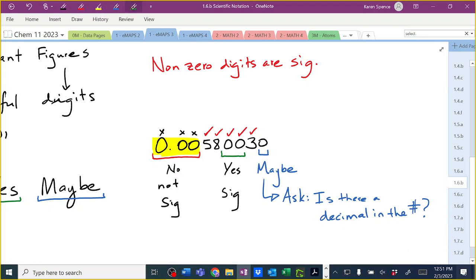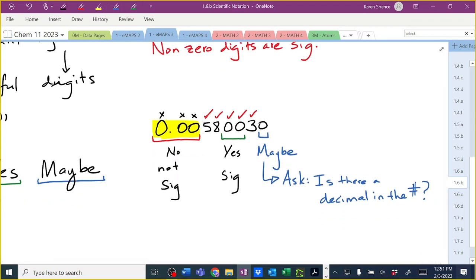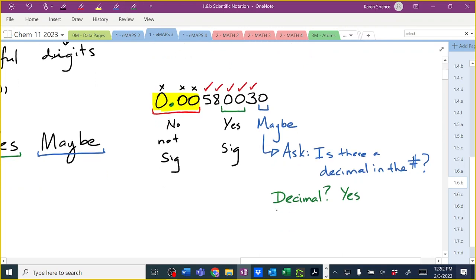Okay. So for this one, we say, is there a decimal? How about in this one? Is there a decimal in this number? I'll draw it bigger so you can see it. The answer is yes. So when we say decimal yes, what that means is significant. Is that 0 at the end on the right significant? Yes. So yes to decimal, yes to significant.